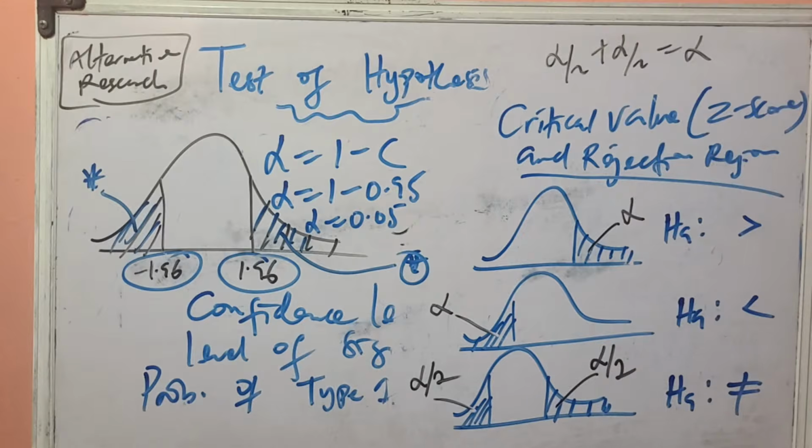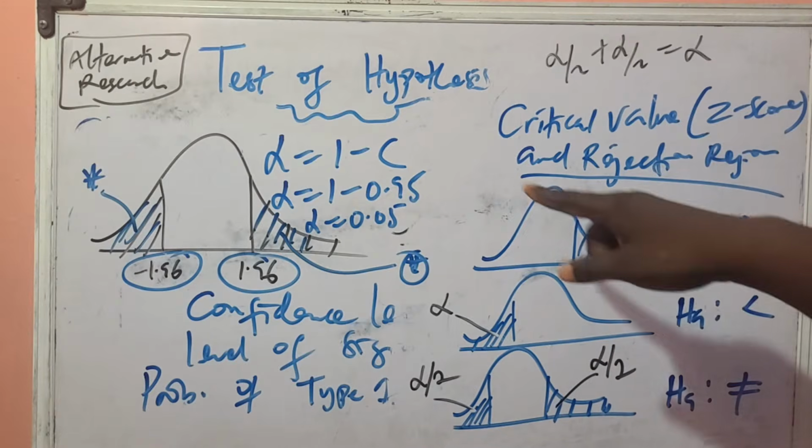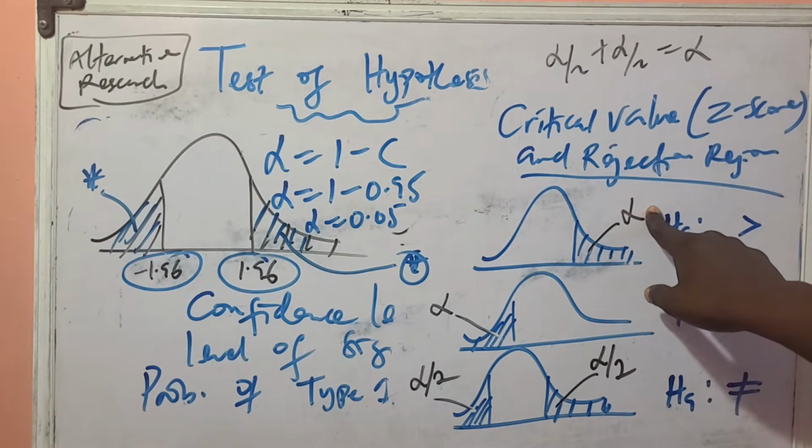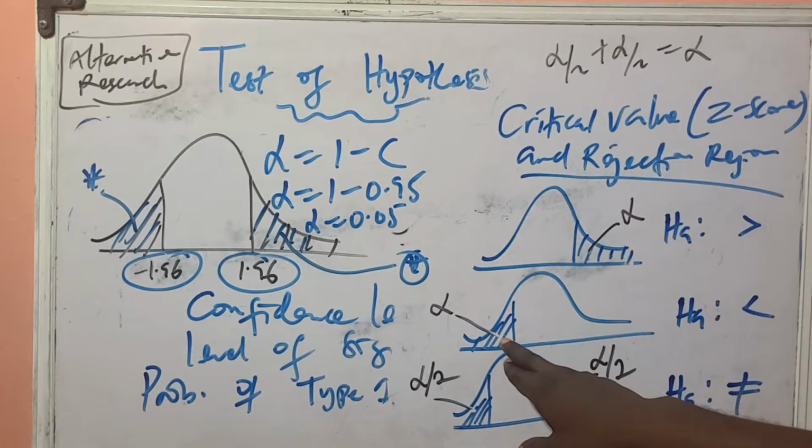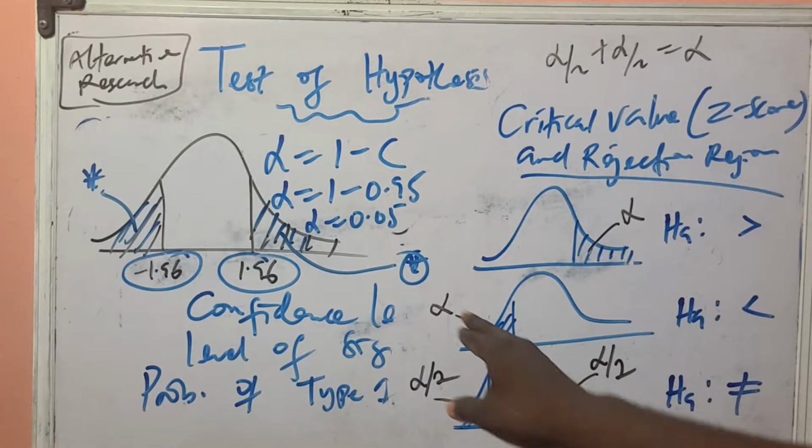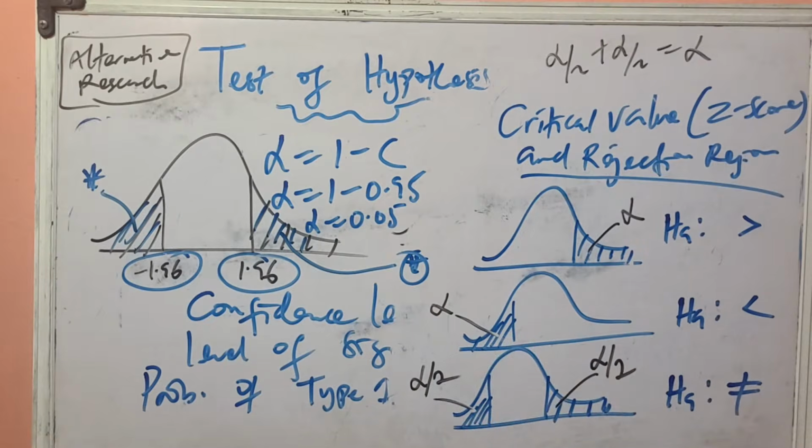Now, of course, we've done some quick examples. Your alpha may be 0.05. That means the area here is 0.05. If alpha was 0.02, that means the area here is 0.02. The same thing goes for this other one.